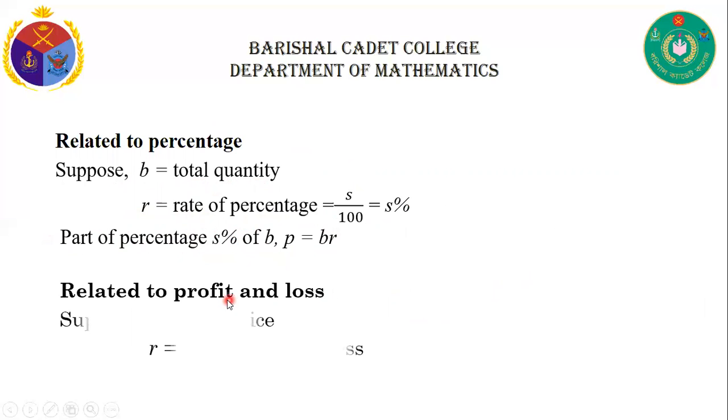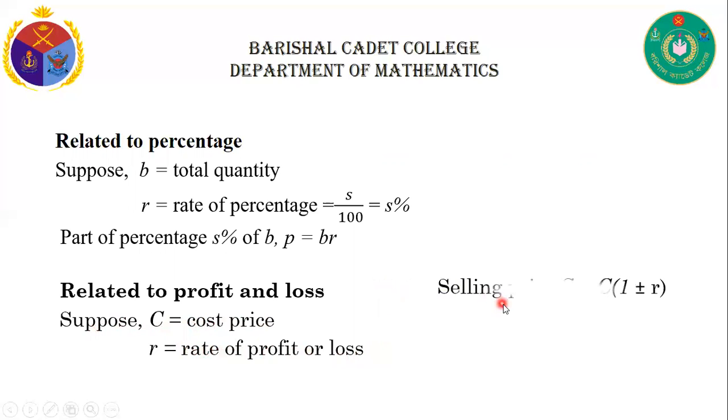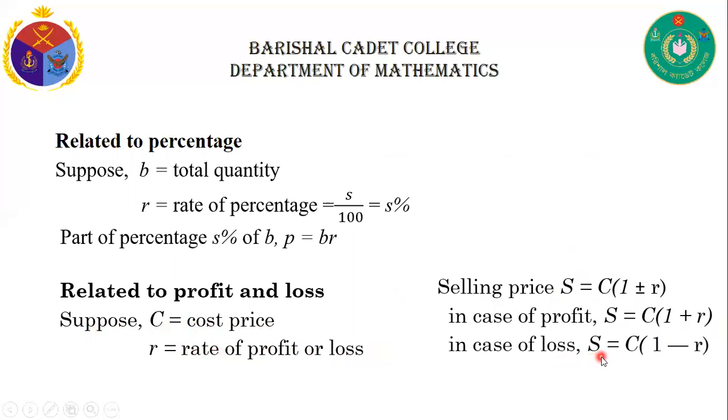Related to profit and loss. Suppose C equals cost price, R equals rate of profit or loss, then selling price S equals C times 1 plus or minus R. For profit, S equals C into 1 plus R, and in case of loss, S equals C into 1 minus R.